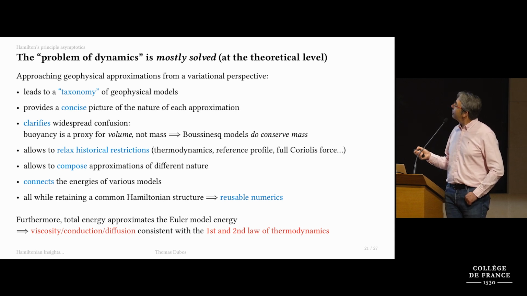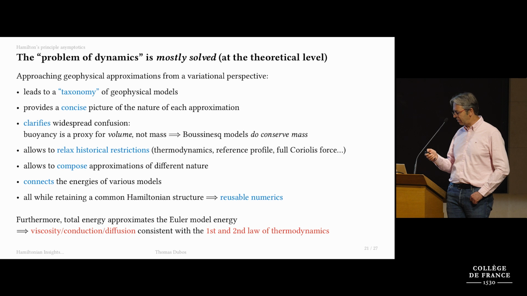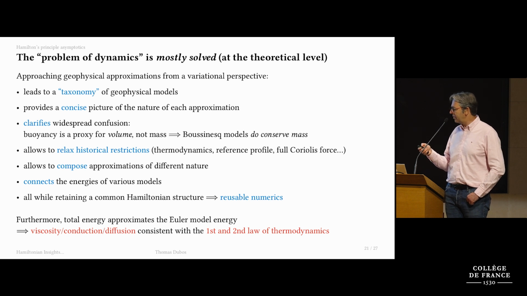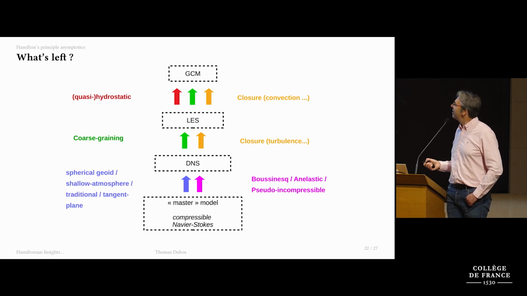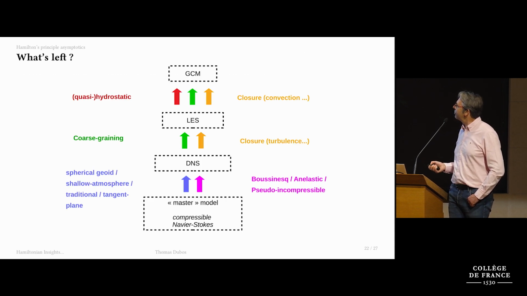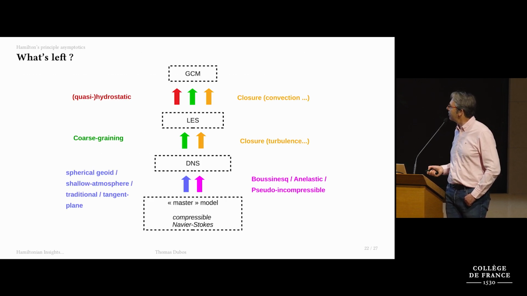So here I claim that the problem of dynamics is mostly solved. So it's mostly solved in that sense, right? That we can do all these things using this variational approach. Does that mean that there is nothing left to do? Of course not. So I think what's left to do is clearer if we write this hierarchy.